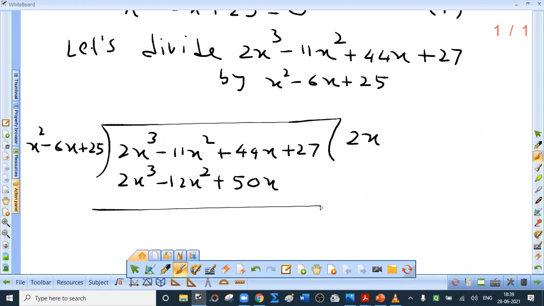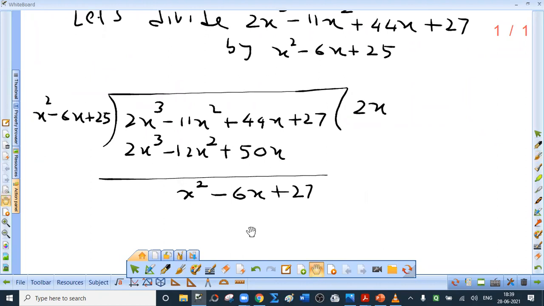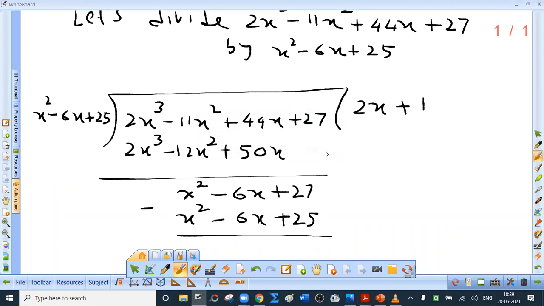So what is the remainder? It is x square minus 6x. Now we bring 27 and write here. Now x square upon x square is 1. So in the quotient it is plus 1. So x square minus 6x plus 25. Now you have to subtract this, same as in the previous case. Okay. So what is the remainder? Remainder is nothing but 2.